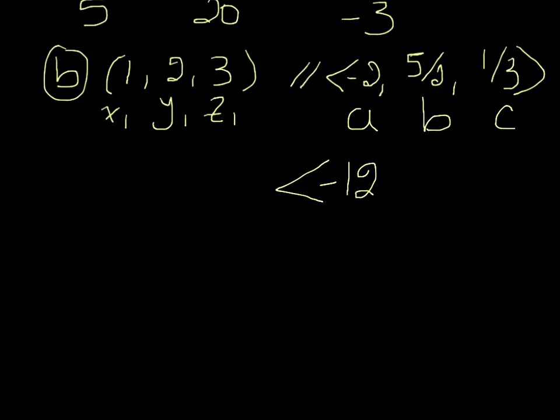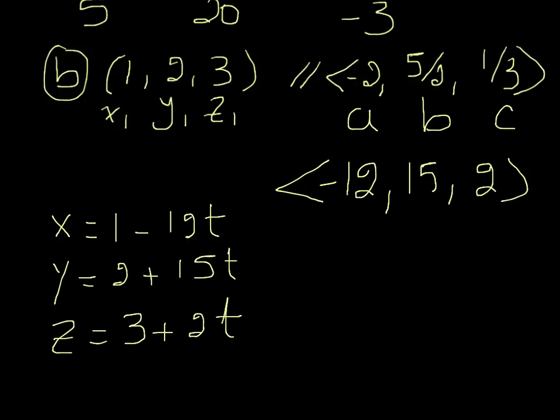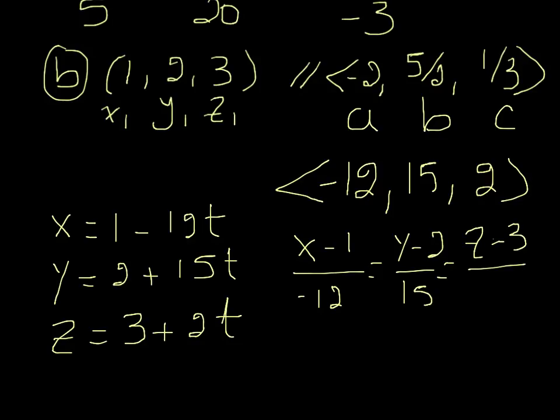So that would be -12. 6 times 5 would be 30 over 2, which is 15. 6 times 1/3 is going to be 2. So the equation of the line is going to be x equals 1 minus 12t, y equals 2 plus 15t, and z equals 3 plus 2t. If you choose to put it in symmetrical form, x minus 1 over -12 is equal to y minus 2 over 15, which is equal to z minus 3 over 2.